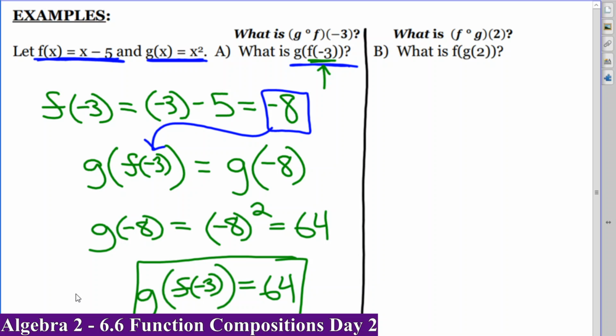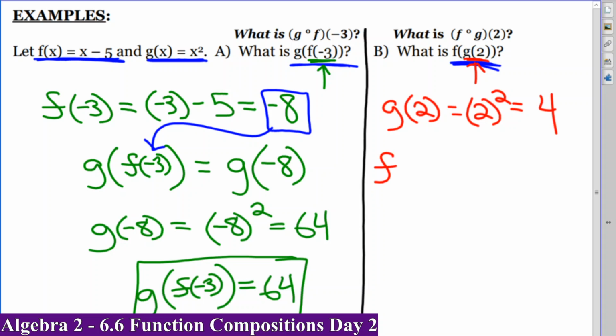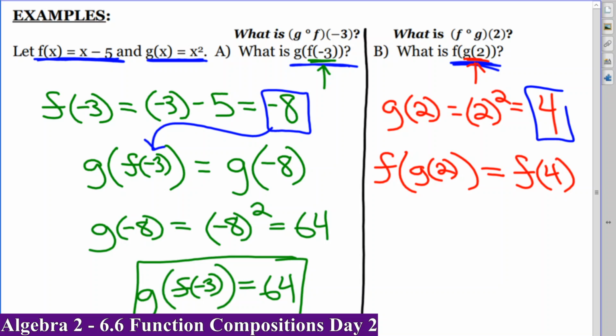Okay, so do whatever's in the parentheses first. Same thing is true for f of g of 2, right? We see that g of 2 is inside the parentheses, so we're going to evaluate g of 2 first. Okay, which means f of g of 2 is actually now f of 4. Right, once again, all we're doing is substituting in the 4 for g of 2.